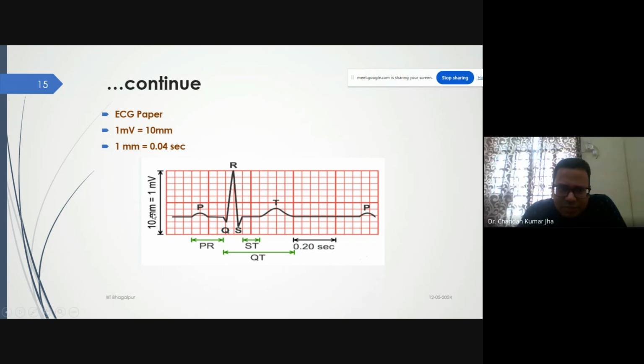Okay. So here is the basic representation of the graph paper, and it has a scaling. In this graph paper, 1 millivolt represents 10 mm, and on the horizontal axis, the x-axis, 1 mm represents 0.04 second. So here the complete unit of 10 mm represents 1 millivolt, and each mm duration is 0.04 second. Based on this duration, the cardiologist interprets it. So this graph paper has this scaling.